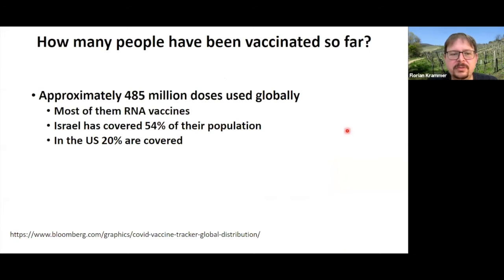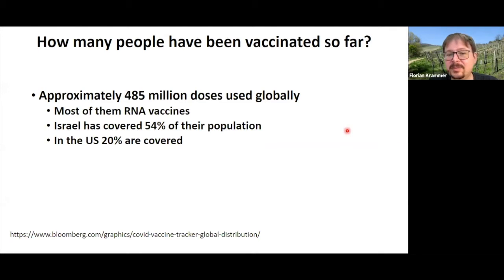Just a few numbers to finish. Right now, approximately 485 million doses of vaccine have been used globally. Most of them are RNA vaccines. Israel has covered 54% of their population. That's huge. They're really kind of doing an awesome job.